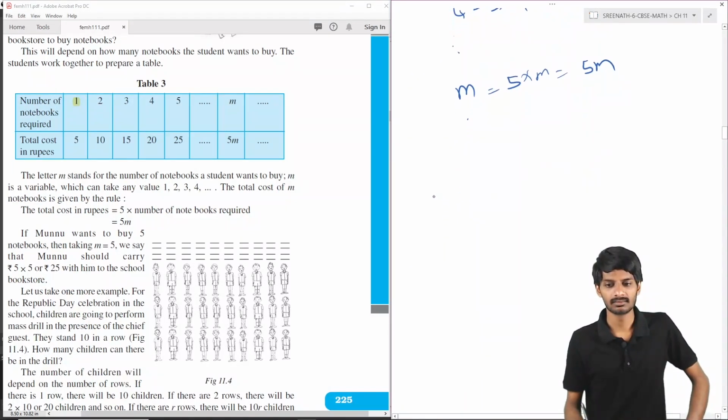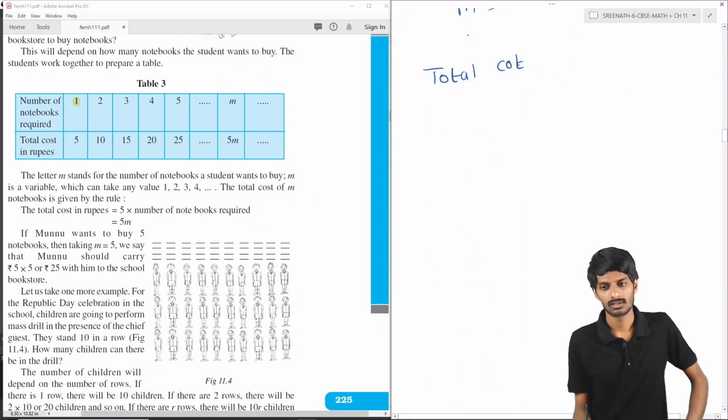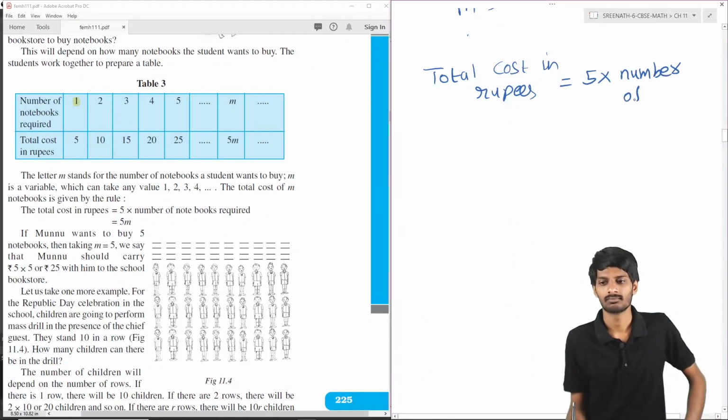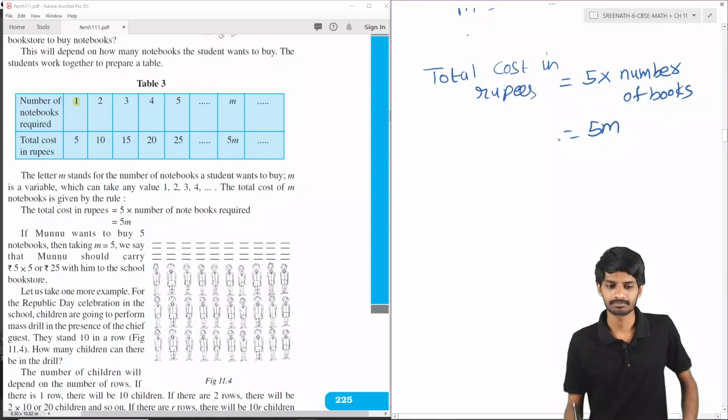So finally, total cost in rupees is equal to 5 into the number of books. If you represent the number of books with the letter M, then it is 5M.